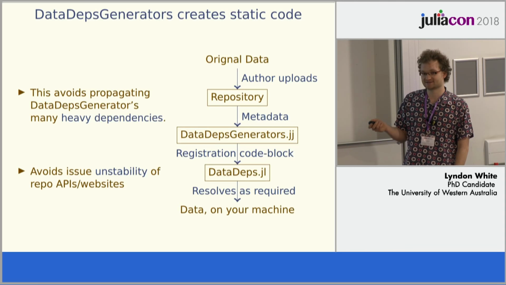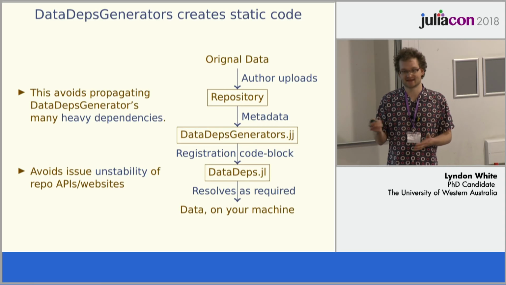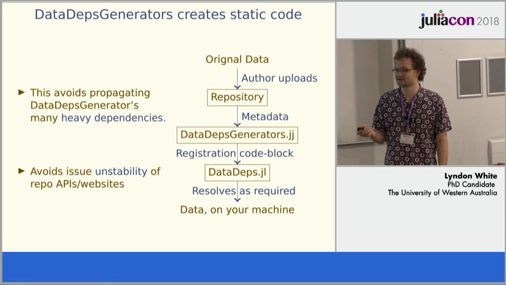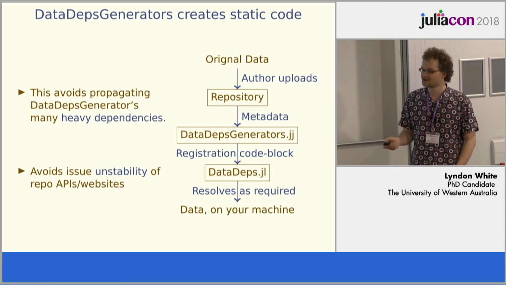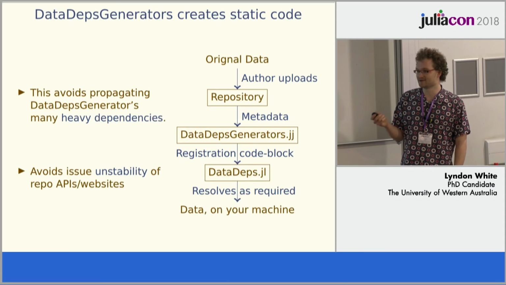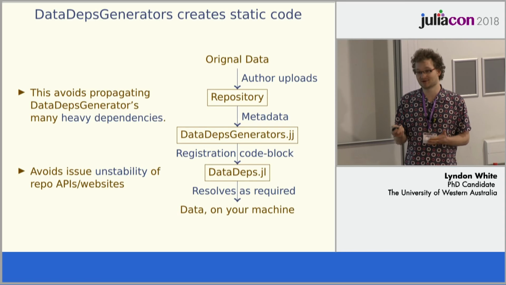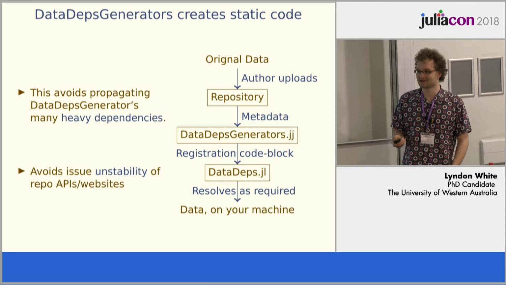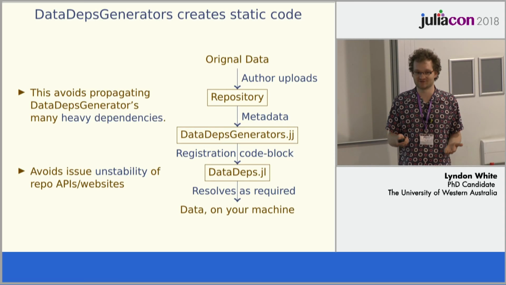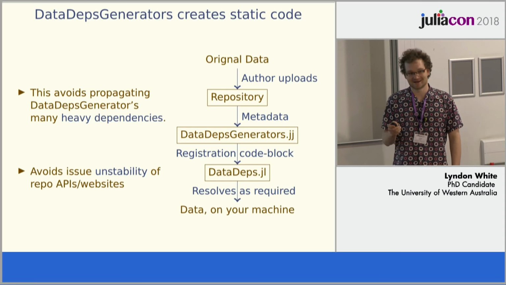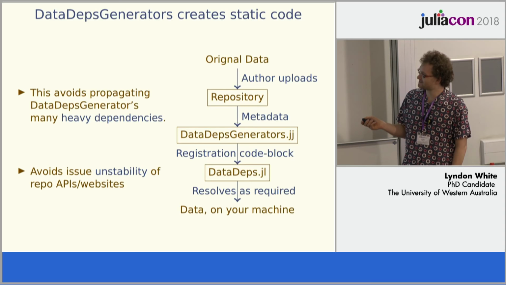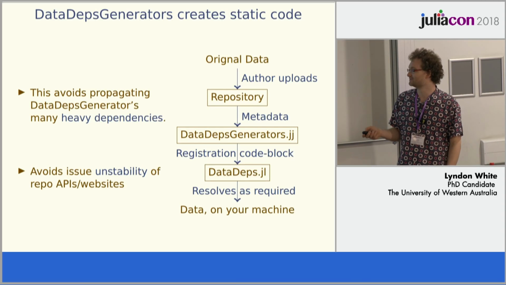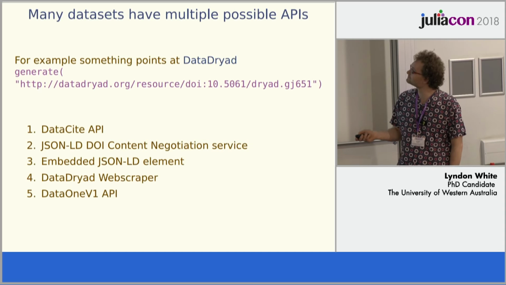The reason we generate static code rather than simply accessing the APIs directly is that we want to avoid DataDeps generators having big dependencies like web scrapers and parsers. So you end up depending only on the data. It also means you don't have to worry about the website that you're scraping going down or being inconsistent. Surprisingly, even the DOI services aren't actually consistent. I was surprised how unstable various things are. So the generator sometimes breaks, but if it breaks, it won't break your research code because it's static files.